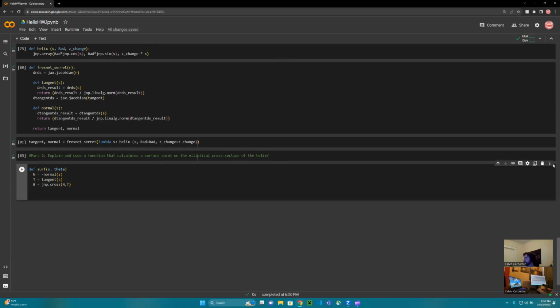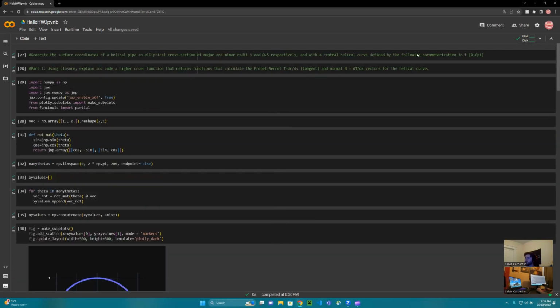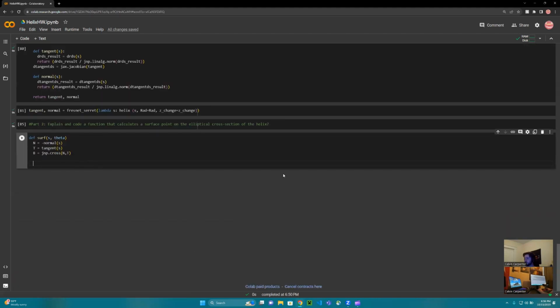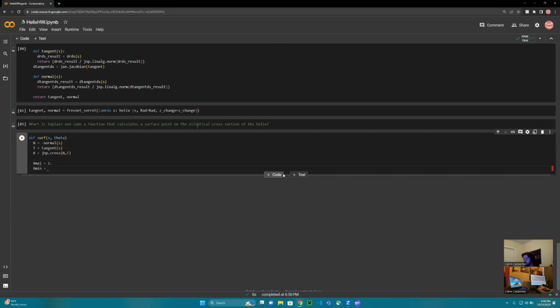Okay. So the next thing we have to establish: we're going to have cross section major and minor radii of 1 and 0.5 respectively. So our next course of action is to establish our major is going to equal 1, and then our minor is going to equal 0.5.